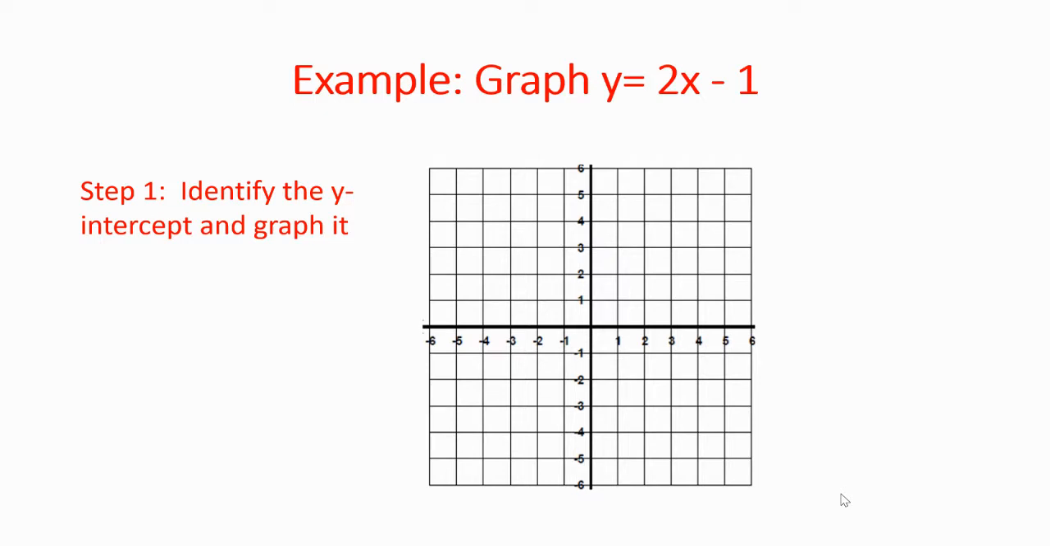Step 1, we need to identify the y-intercept and then graph it. So based on the y equals mx plus b form, negative 1 is the y-intercept. So we're going to plot that point and graph it.